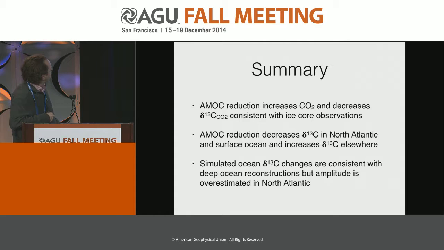The first point is here that the AMOC reduction in the model increases CO2 in the atmosphere and decreases atmospheric C13, and those changes, both amplitude and rate of change, are consistent with the ice core observations. In the model, the AMOC reduction decreases C13 in the North Atlantic and the surface ocean and increases C13 elsewhere in the ocean. And these also are consistent with the deep ocean reconstructions that I showed you. But it's notable that the amplitude in the model is overestimated in the North Atlantic.